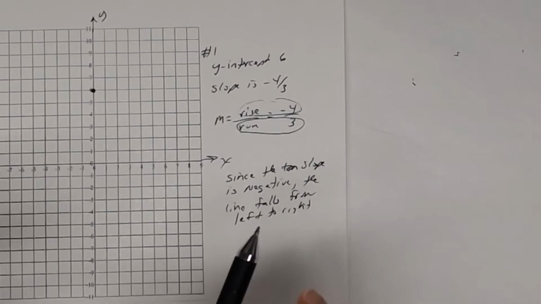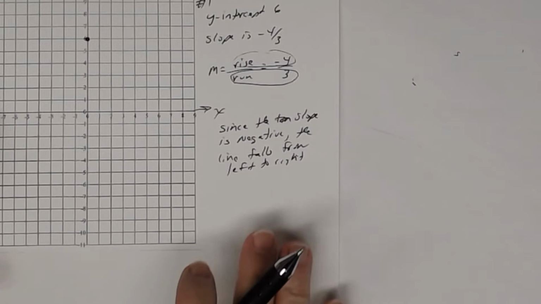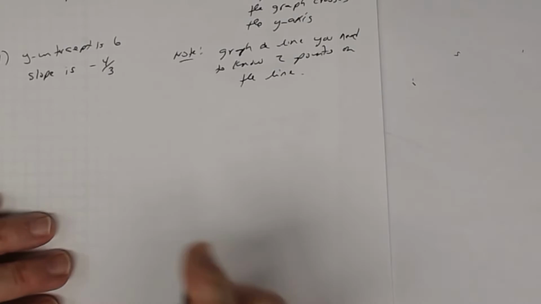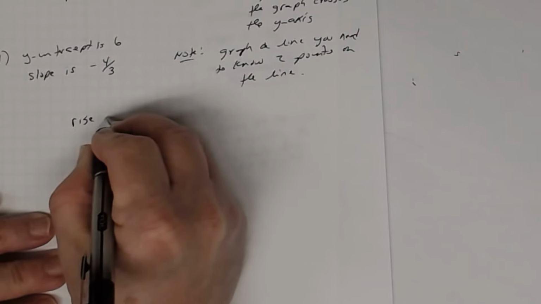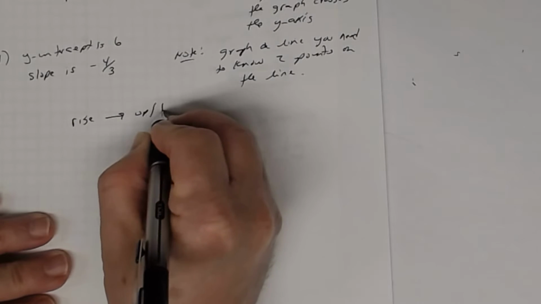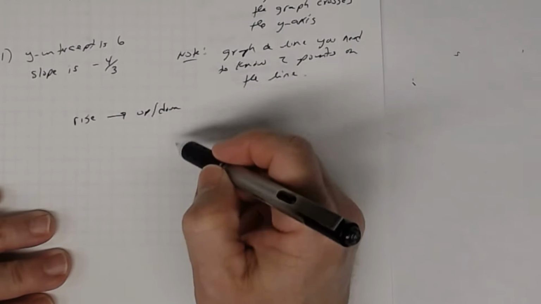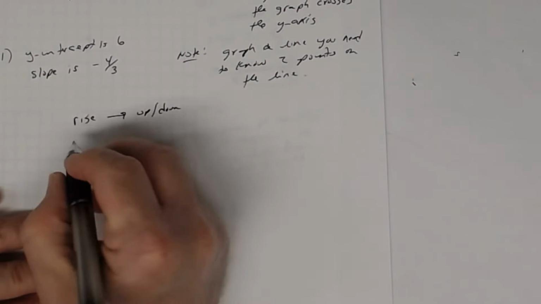All right, so here's what it's going to do. Remember rise. When you think about rise, it means you're going to go up or down. Rise, you're going to go up or down. That's pretty simple, right? Rise, go up or down.